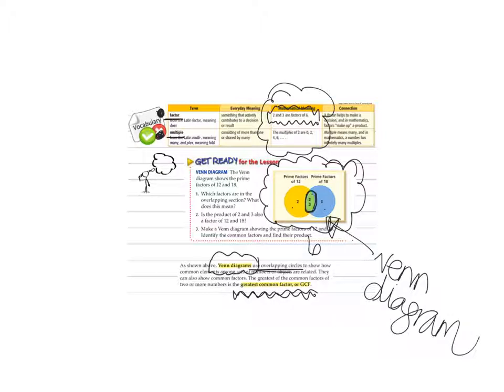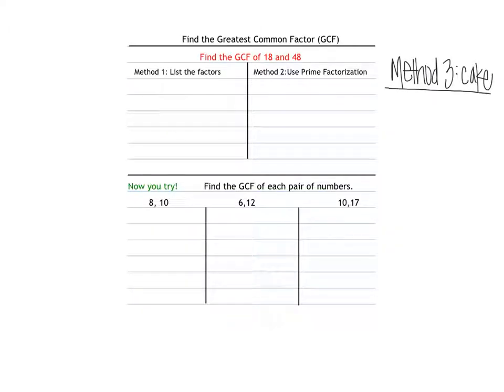Okay, so we'll talk more about GCF on this page. There are 3 different ways to find GCF. I'm adding one method here. I want you to make sure you have an example of each method in your notebook. So let's start with finding the greatest common factor of 18 and 48. Greatest common factor, also known as GCF. We'll say GCF probably a lot more often than greatest common factor.